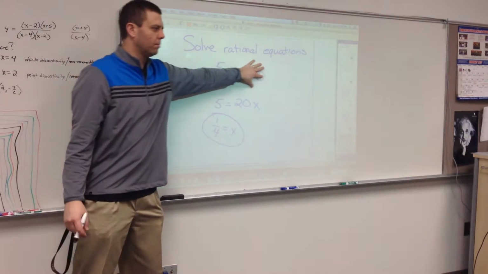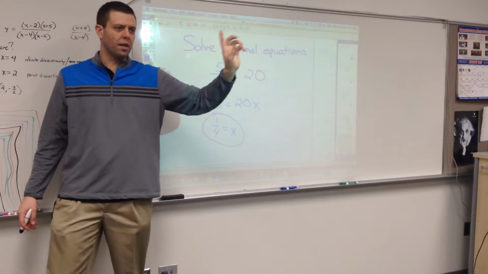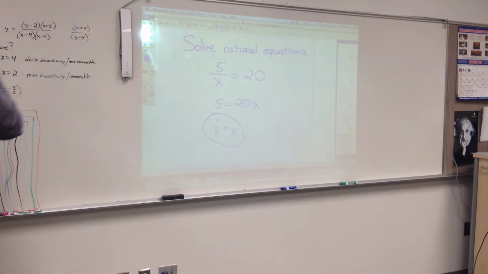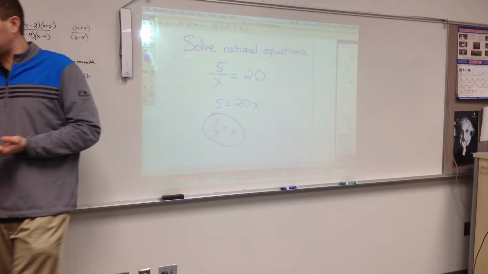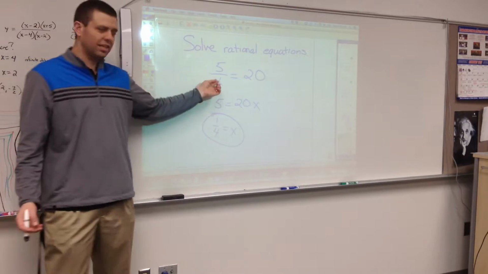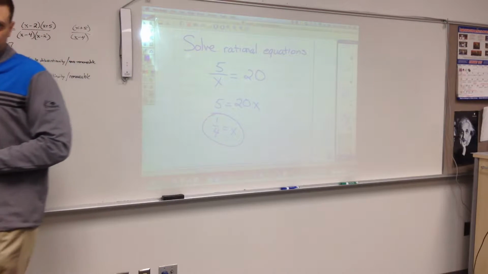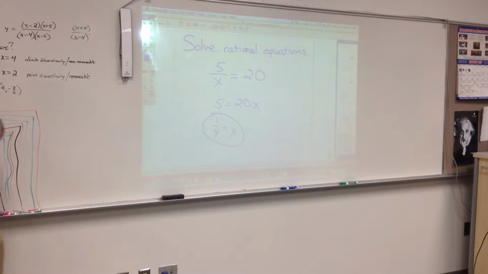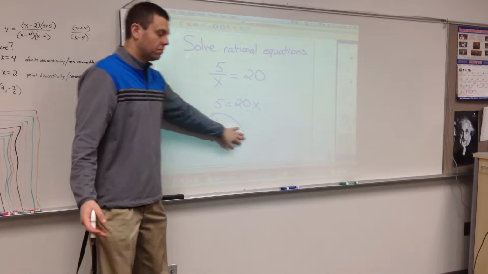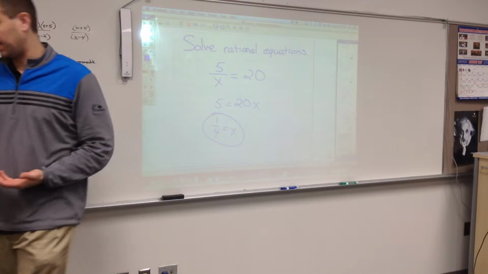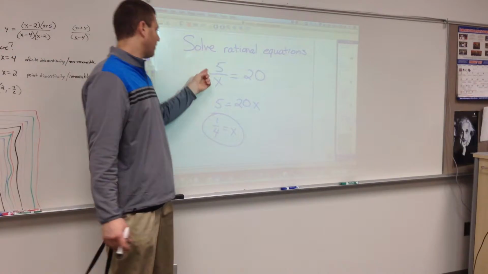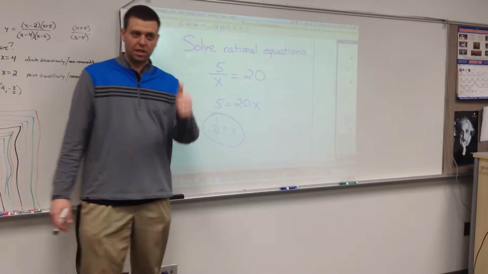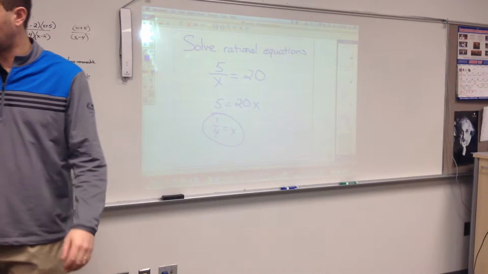Going into this problem, there is one number that you know is definitely not an answer. 0. Because you can't divide by 0. I can tell you right now, this answer cannot be 0. Then we solved it. We got 1/4, which is not 0. So that must be the right answer, but I would check it. 5 divided by 1/4 is 20. It works. So there's your solution.